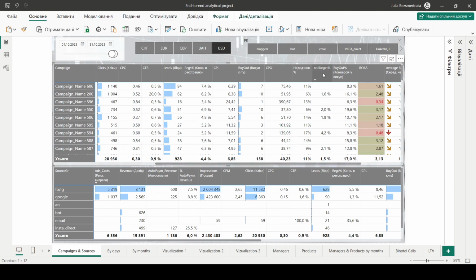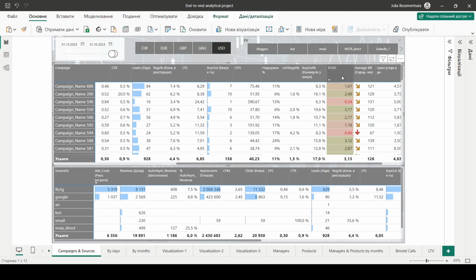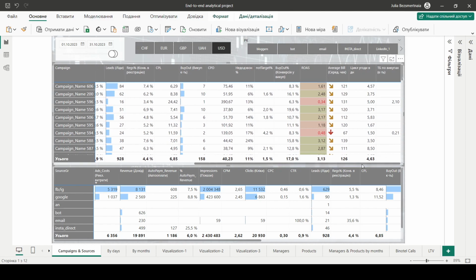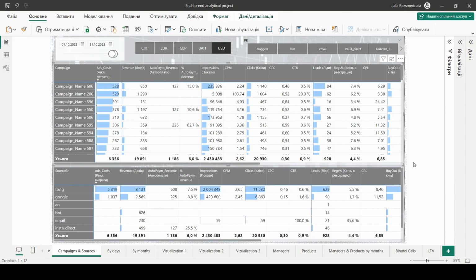percent of not target leads, conversion to buyout, and of course payback, such as ROAS, for example, return on ad investment, or ROMI. Also average bill per order, order cycle in days, and others. These indicators we can see in all visualizations and tables in this report. Based on these indicators, a marketer can make a fast calculation plan.